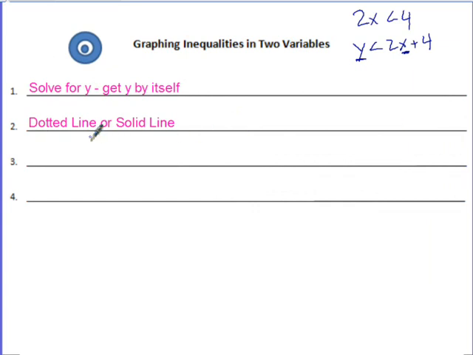For step 2, I need to decide whether it's a dotted line or solid line. Just like when we graphed on a number line and had to decide a filled-in circle or an open circle, the same thing applies here. A dotted line means the solution is not included, so that would be greater than or less than. A solid line is like a filled-in circle. It means the solution is included, so greater than or equal to, less than or equal to.